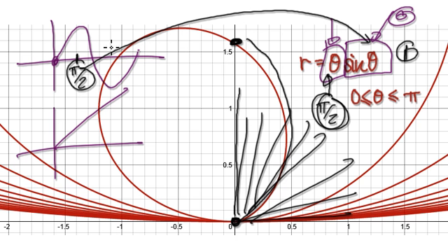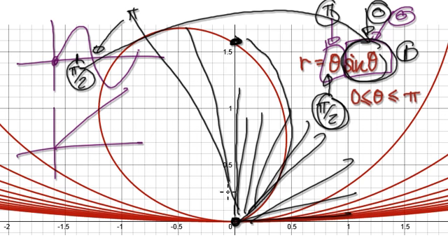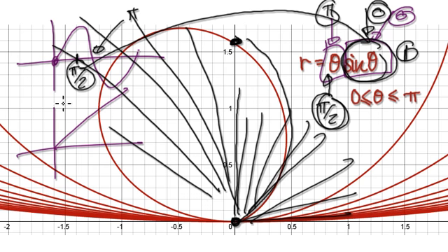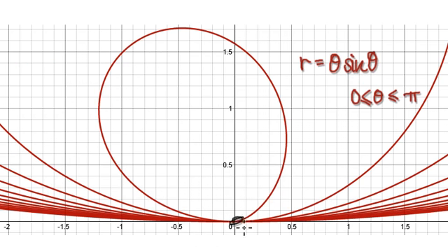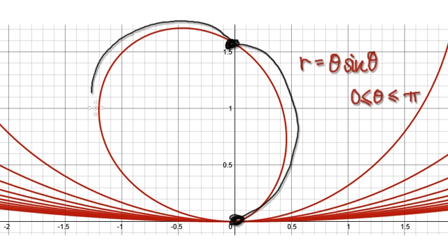And then by the time it gets to pi, this block here, sine of pi, will be 0, and then you times pi. 0 times pi, it will be 0. So by the time the angle gets to pi, the radius will be 0. So it's back to here. So what it's doing is that it starts here. By the time it gets to pi over 2, it will get to here. By the time it gets to pi, it will get to here.